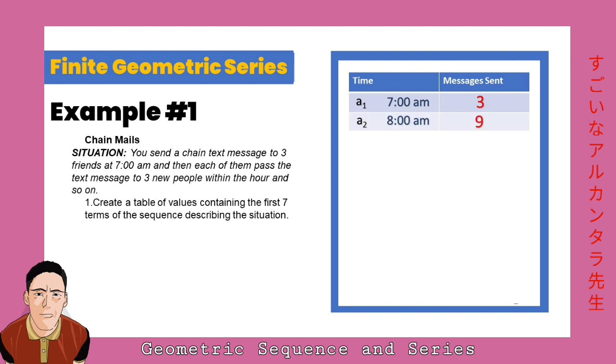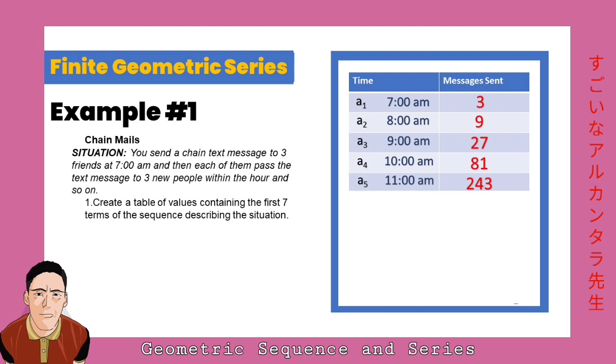Where did we get the common ratio? From the statement "to 3 new people within the hour and so on." So if from 3 it became 9, the 9 a.m. for the third term, we're going to have 9 times 3, and that is 27. And this will continue as hours go on. So for 10 a.m., that's going to be 27 times 3, 81. Then for 11 a.m., that's 81 times 3, that's 243. And then from 243 in 12 noon, it's going to be 729. And for 1 p.m., 729 times 3, you will get 2187. I hope that one is clear.